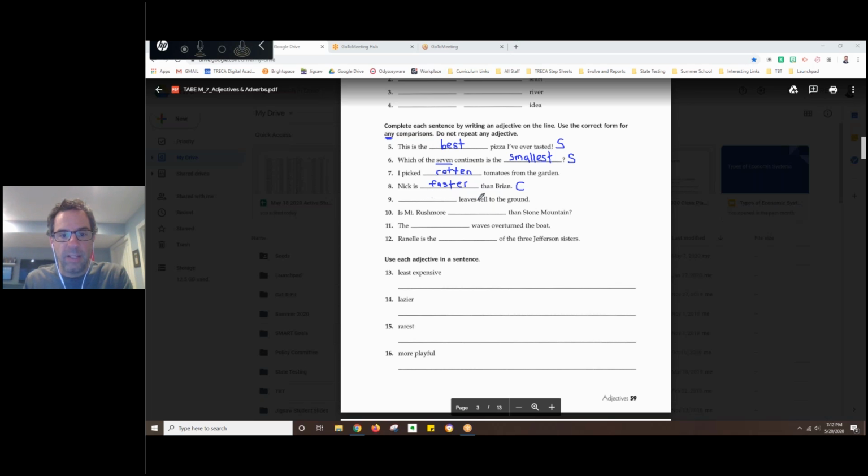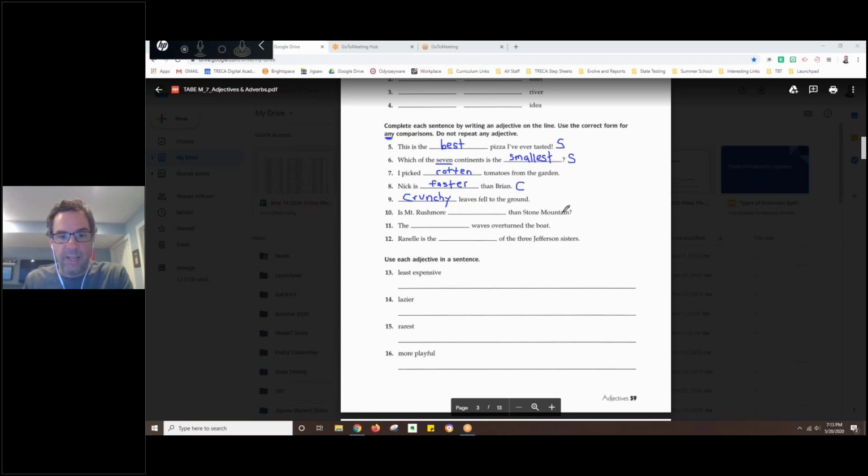Number 9, blank leaves fell to the ground. How about crunchy? Crunchy leaves, in the fall. Is there a comparison here? We're not comparing anything. We're just describing leaves. So we don't have to worry about the form. They're just crunchy or heavy or wet or orange, right?